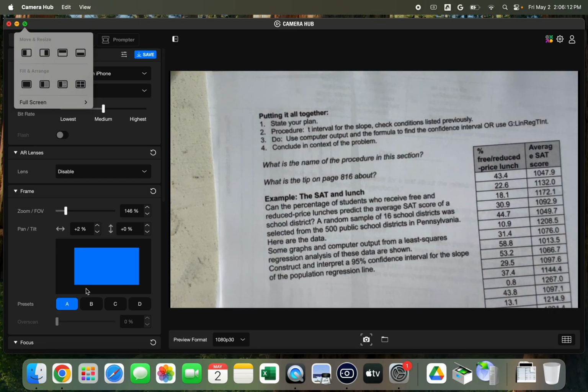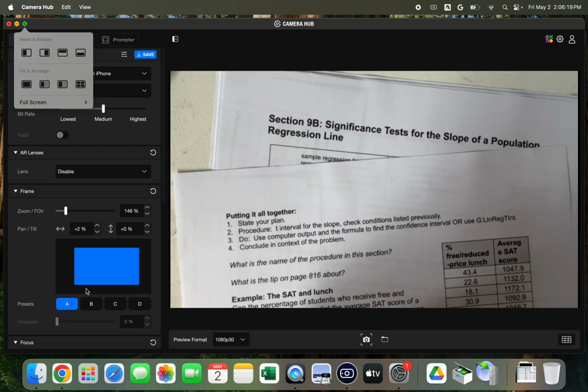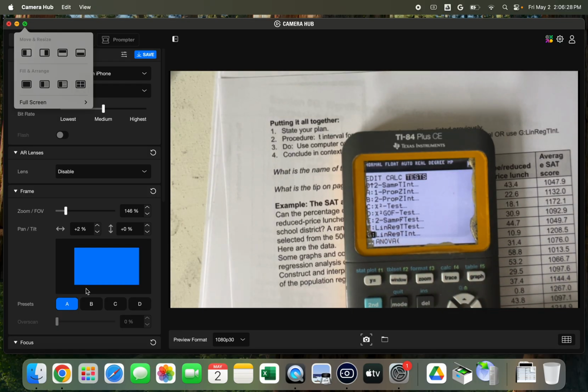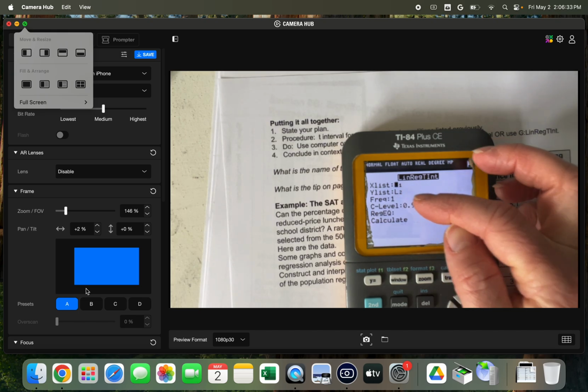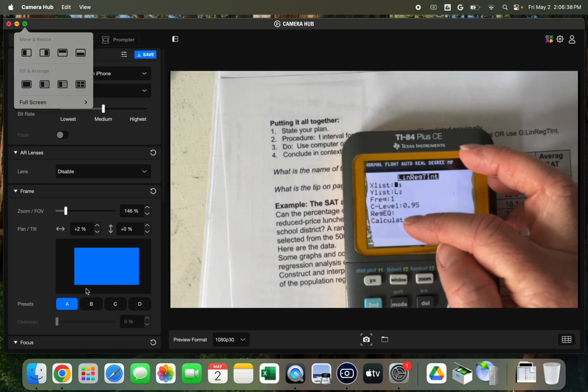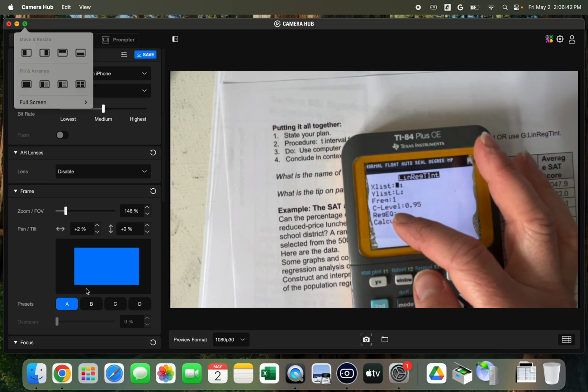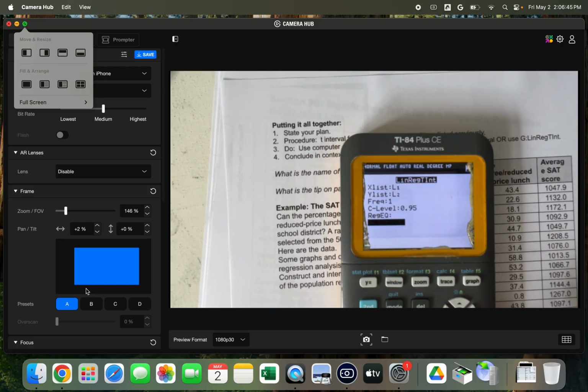As you can see at the top there, it says G is the LinReg TInt. You find that by going to your usual place, your STAT, and then over to TESTS. It's towards the bottom there. It says LinReg TInt. You would tell the calculator, there's your L1, there's your L2. Frequency is 1. Your confidence level is 95%. You can change that to whatever it is, and this one is 95%. Regression equation, whatever. Hit calculate.